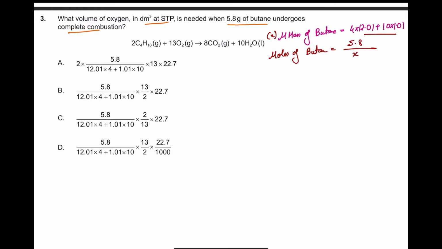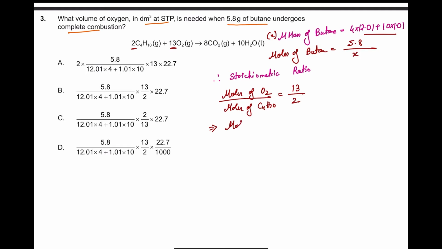In this question, we actually don't need to do the calculations, so we can just keep it in this way. So we have the moles of butane. Now we have to write the stoichiometric ratio between butane and oxygen. So how to write the stoichiometric ratio? We need the moles of O2, and we are given the moles of C4H10. This would be equal to 13 divided by 2. 13 for oxygen, as 13 is the stoichiometric coefficient of oxygen and 2 is the stoichiometric coefficient of butane. So from here, moles of O2 would be moles of C4H10 times 13 by 2. Now, I know moles of C4H10 is 5.8 by X times 13 by 2.